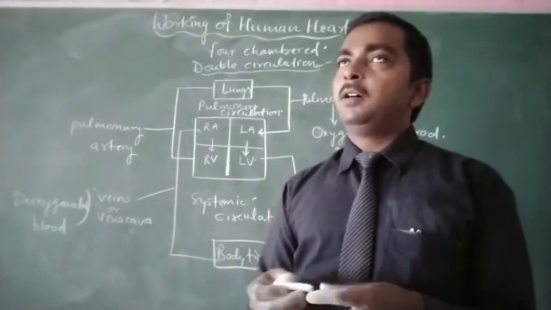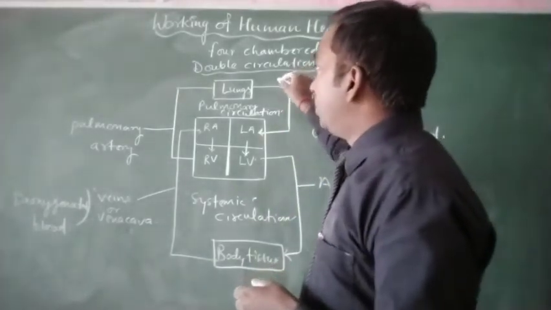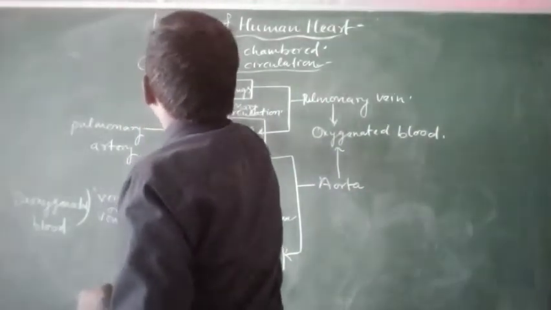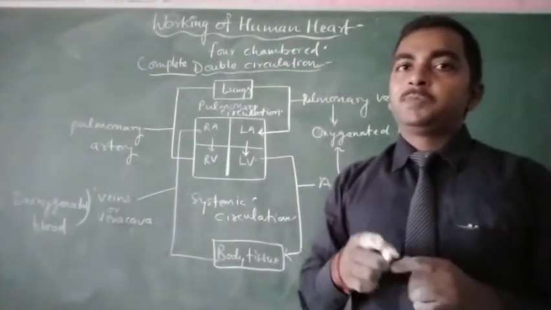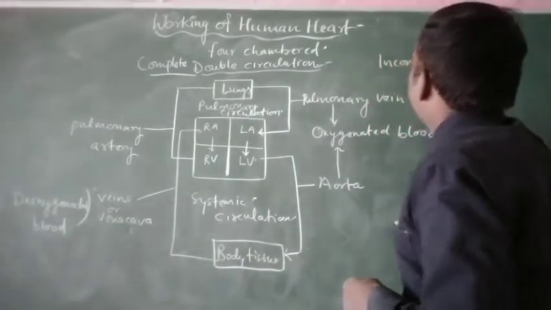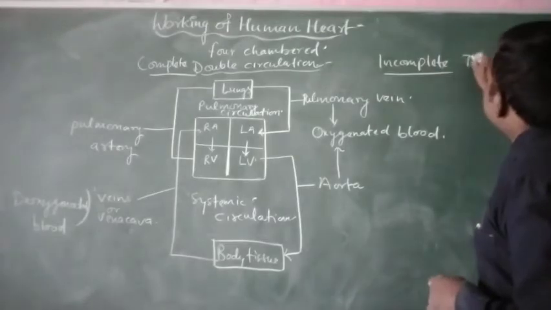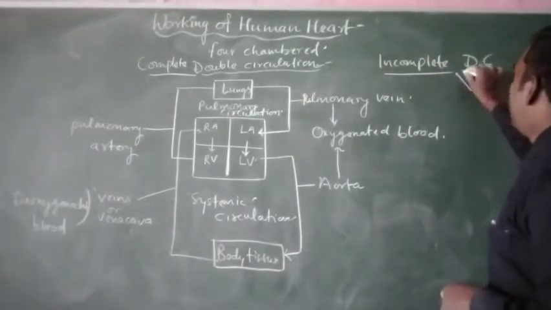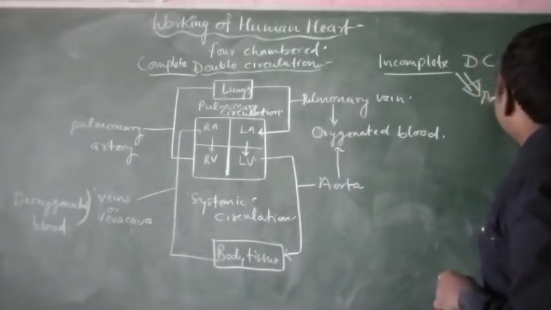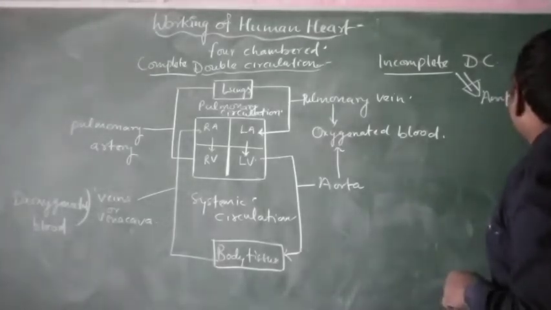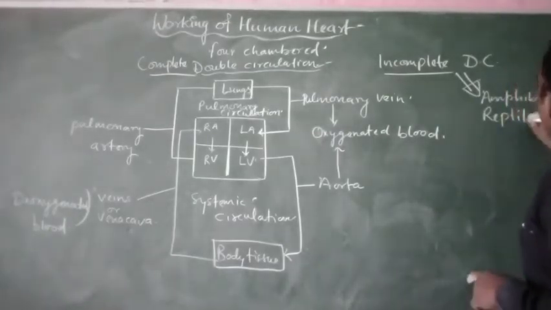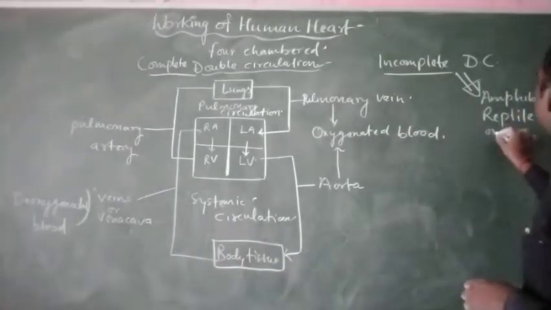And in some other animals it is known as complete double circulation, and there is also a mechanism of incomplete double circulation. Incomplete double circulation is found generally in amphibians and reptiles, except the crocodile.